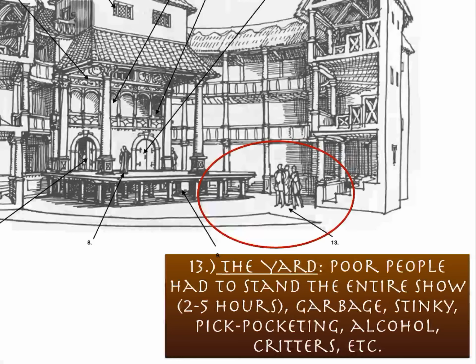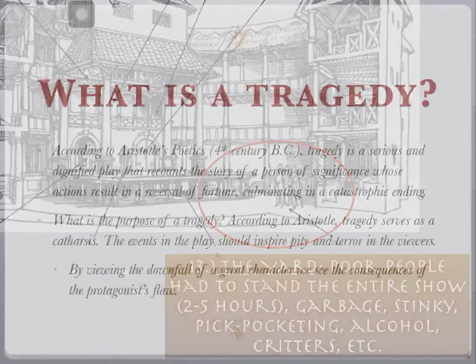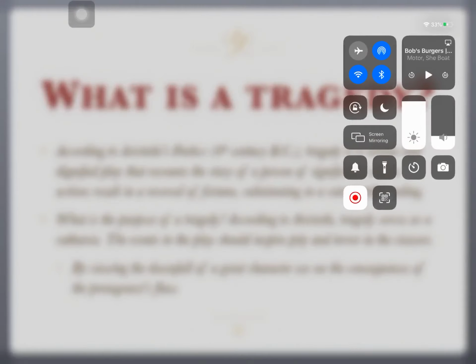So if you were wealthy and noble, you wanted to be as far away from that riffraff as possible, which is why the upper seats were so much more preferable, because then you are away from the smell, you're away from the rowdiness, and you still have a clear view of the stage. And that's it.